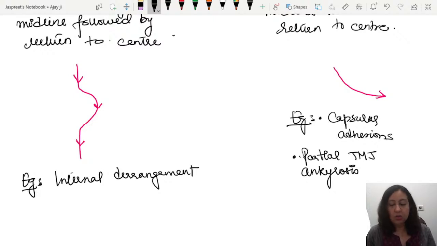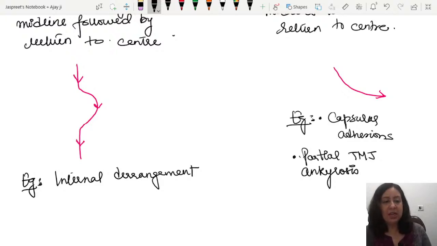Alright, so this is the topic that we have covered today, internal derangement of TMJ. With this we complete the topic. So I want you all to revise this and make your notes. I know it is a little difficult topic to understand, but don't worry, you can always ask me your doubts, and if time permits I will quickly take up this topic briefly in the remaining classes, because we still have to cover quite a few topics. So if time permits I will take this up again.